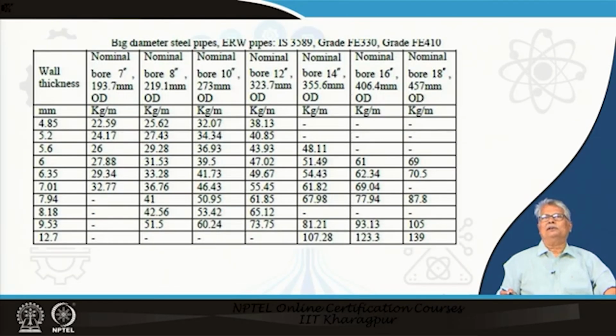The same thing we have here for the large diameter electric resistance welded pipes, which is according to IS 3589, and there are different grades of it, the two grades are common in fact. Here the nominal bores are 7 inch, 8 inch, 10 inch, 12 inch, 14 inch, 16 inch and 18 inch. The kg per meter values are all available here, and the OD is also there and the wall thickness is also there in the same table. It is in fact very similar to the other table, only the rows and the columns are interchanged.